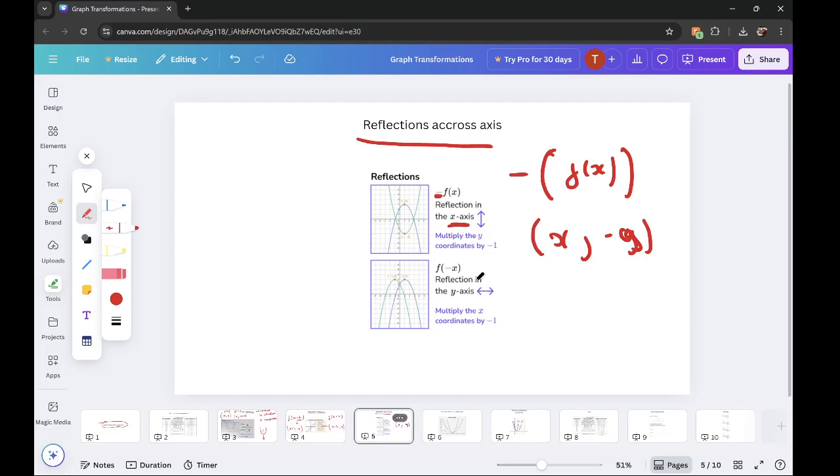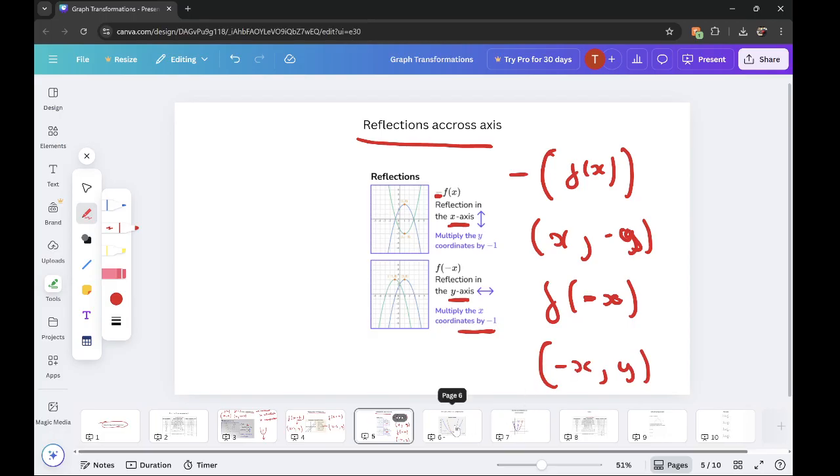For your reflection across the y-axis, it's f, but it's only specific to the x. So this minus is only specific to the x. In this case, it's a reflection across the y-axis, as seen in this graph over here. It's reflecting this graph across the y-axis, and that leads to the x-coordinate being multiplied by -1, which means negative x comma y is how you would update each coordinate of your original function.